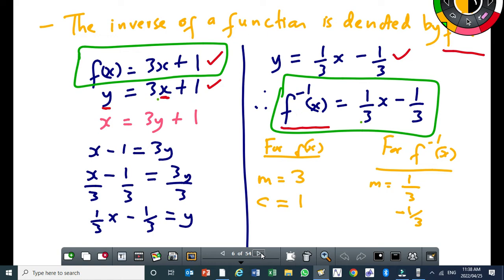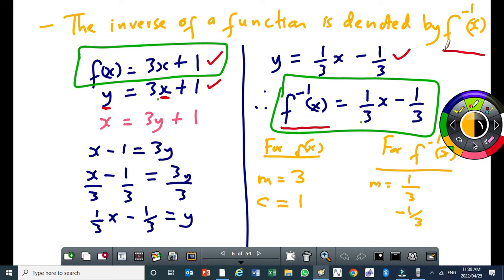Okay, the inverse of a function is denoted by f of minus 1 of x. This is the notation used for the inverse of a function. Okay? So for the inverse, we will no longer use f of x, but we will now use f of minus 1 of x. So this is a new notation which is introduced in grade 12 to represent the equation of the inverse of a function. Okay? That's what I'll show you just now.